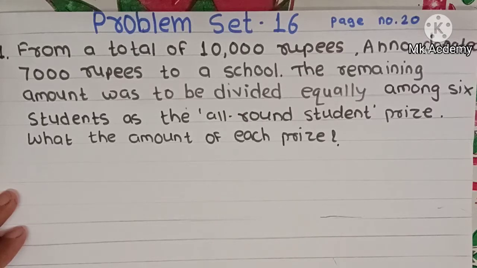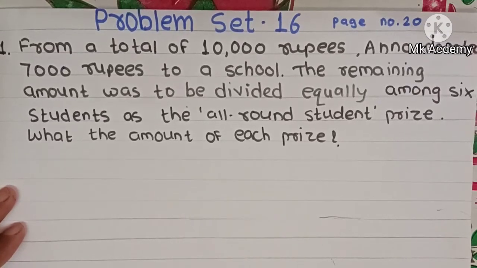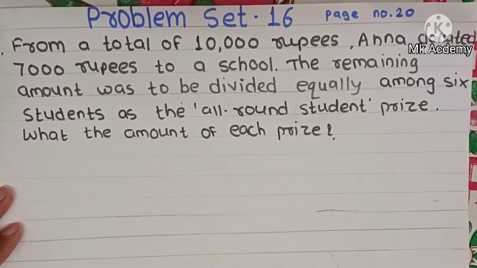See first question. From a total of 10,000 rupees, Anna donated 7,000 rupees to a school. The remaining amount was to be divided equally among 6 students as the all-round student prize. What is the amount of each prize?